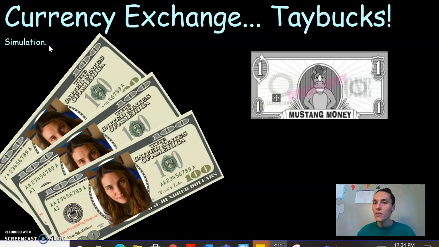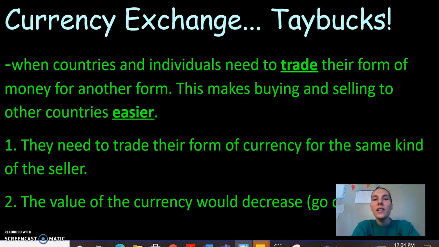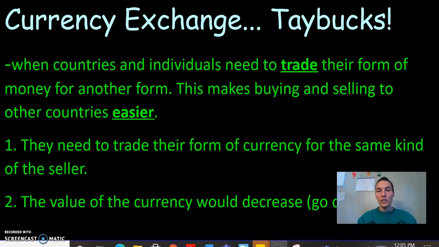6th grade standards. So let's go to your notes and figure out where we're at. So when countries and individuals need to trade their form of money for another, that's called currency exchange. This makes buying and selling to other countries or other classrooms easier. First, they need to trade their form of currency for some kind with the seller, which is what you guys did with your Klein cash. The value of the currency would decrease. That's the answer to number 2 on your notes.